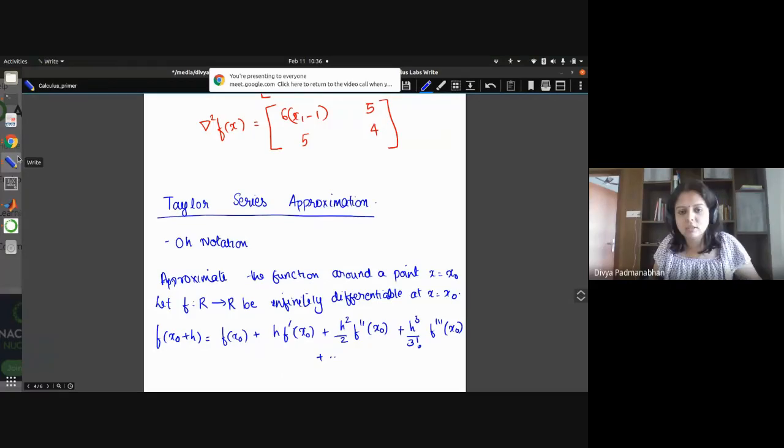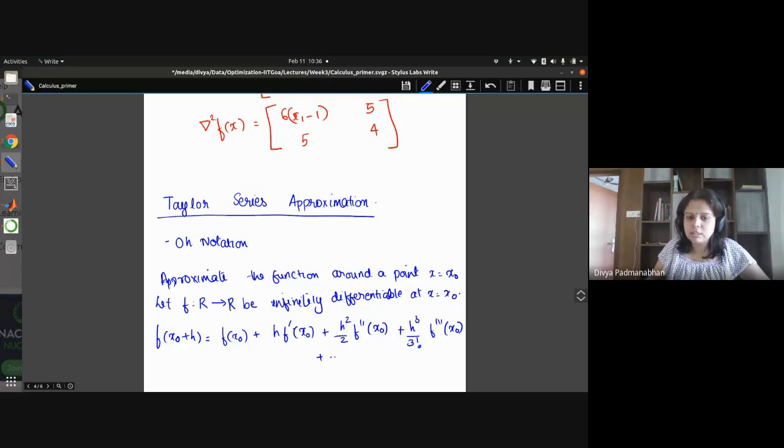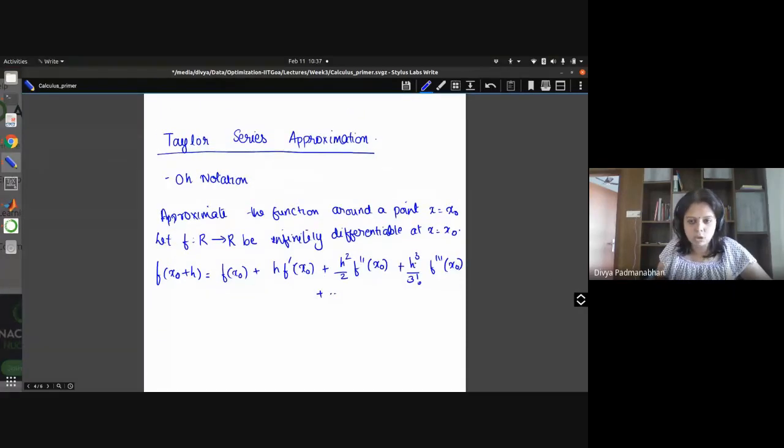Anyway, the Taylor series approximation tries to approximate the function around some point. It's trying to capture some local behavior. So suppose you have a function which you can differentiate any number of times, so the derivatives exist at x equals x naught. Then the Taylor series approximation around the point x naught is this expression: f of x naught plus h, a small step in the direction of h, gives you an expansion of this form. You take f of x naught, then h times the derivative at x naught, then the second derivative times h square, and so on. It makes use of all the derivative information at x naught.